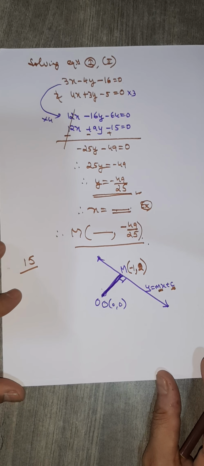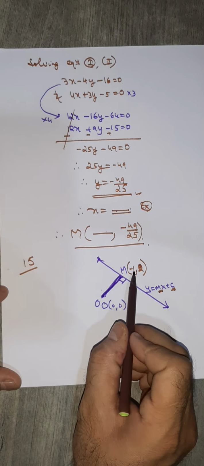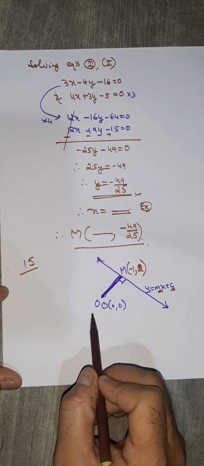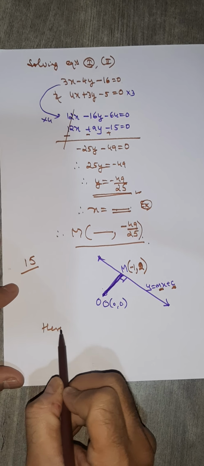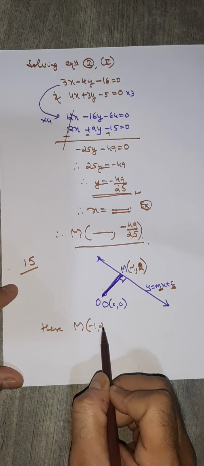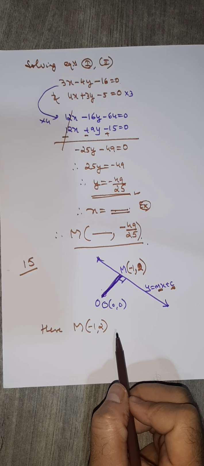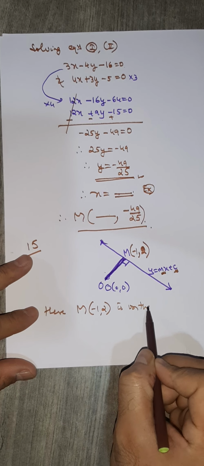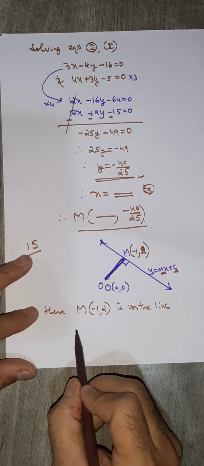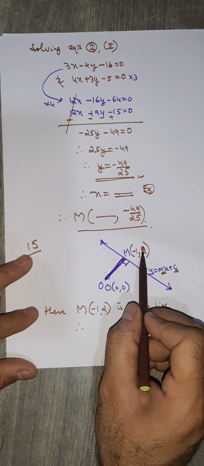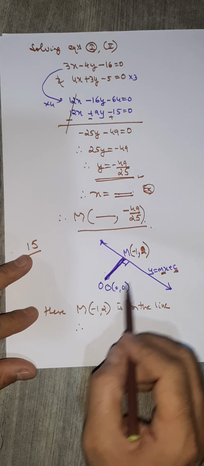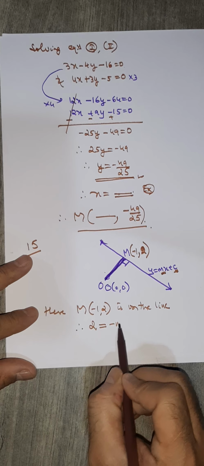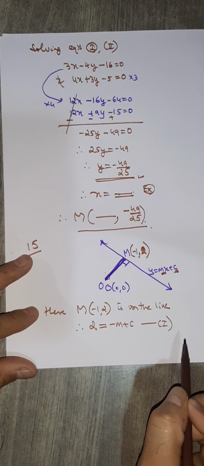Obviously, we'll use two things here. The first thing is that this point is on the line, so it will satisfy the equation. That's the first observation. Let me write here: the point minus 1 comma 2 lies on the line, so it will satisfy the equation. Instead of x you put minus 1, in place of y you put 2. So what do I get? 2 equals minus m plus c. This is one equation. Clear?